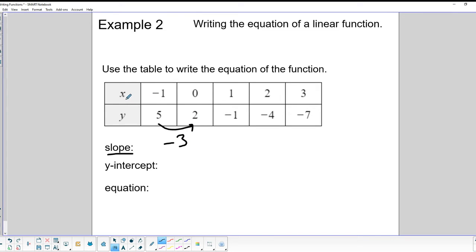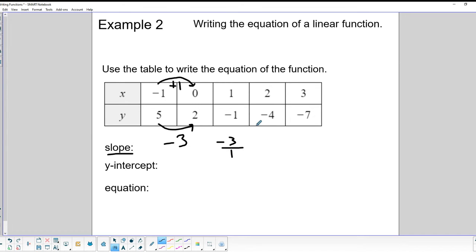And then to go from -1 to 0 in the y direction, I'm actually coming up 1. So my slope then is going to be -3, change in y over the change in x, -3 over 1.